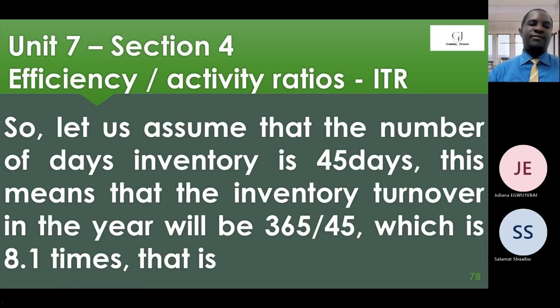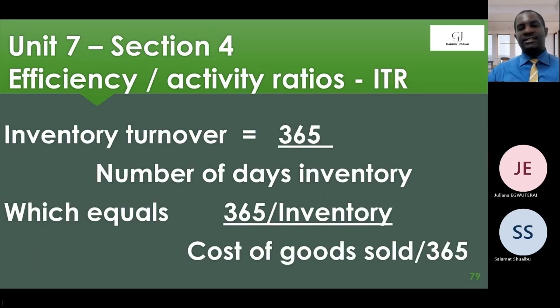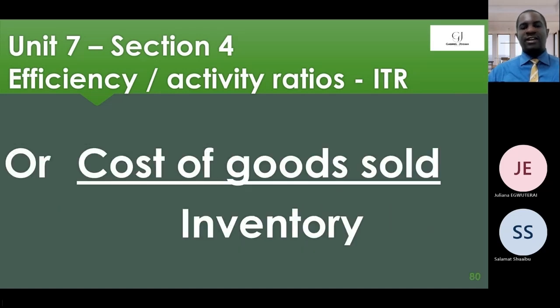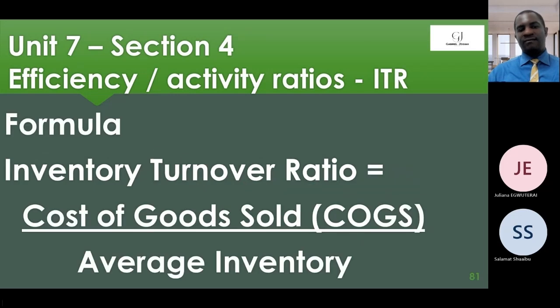So let us assume that we have inventory days of 45 days, 1 month and 15 days. This means that inventory turnover in the year will be 365 divided by 45, which is 8.1 times. That is 365 divided by the number of inventory days. It's also equal to 365 days divided by inventory divided by cost of goods sold times 365 days. So if you do that, you still arrive at cost of goods sold divided by inventory.